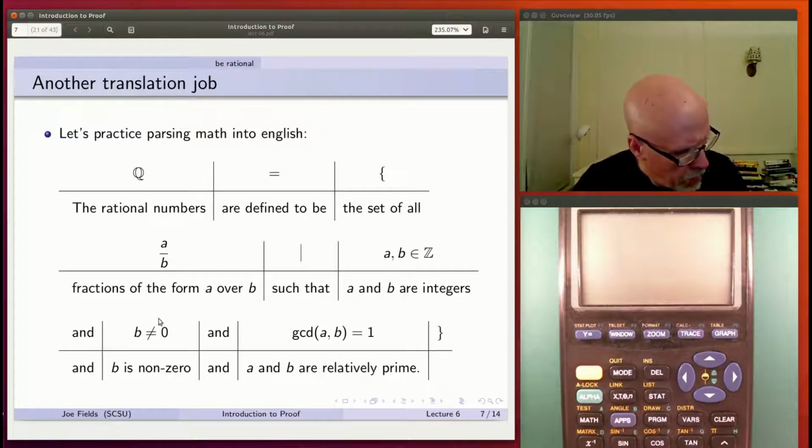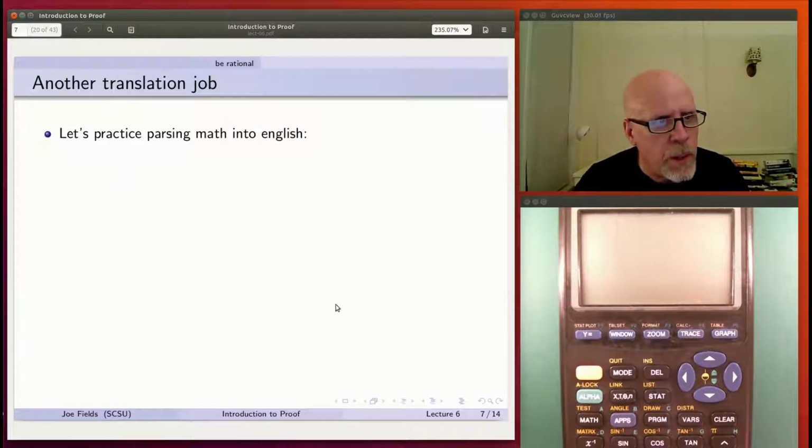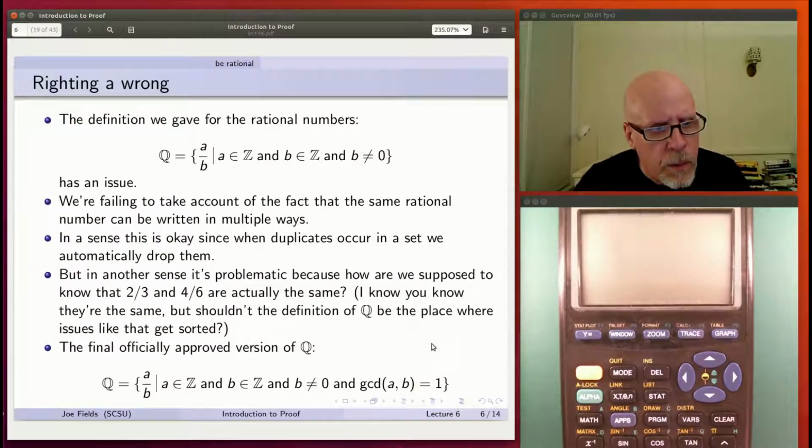Is it worth doing this just one more time so we can do it quickly? So I'm going to come back and do this once more with gusto, as they say. Do it a little quicker so that we get the flow of reading this math, reading these symbols as English stuff. So Q is defined to be the set of all fractions a over b such that a is an integer and b is an integer, b is not 0, and they're relatively prime. Good.